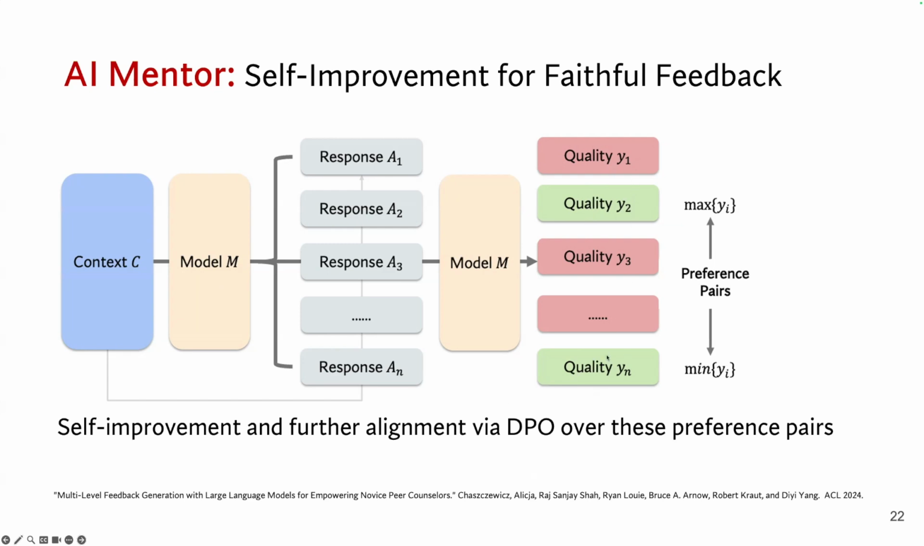We look at all the produced quality predictions, and we choose the one with the highest and the lowest quality and use them as preference pairs. And then you can further do alignment over these preference pairs to further improve the model. So this is our self-improvement framework to make sure we make those feedbacks very well aligned with what users want.